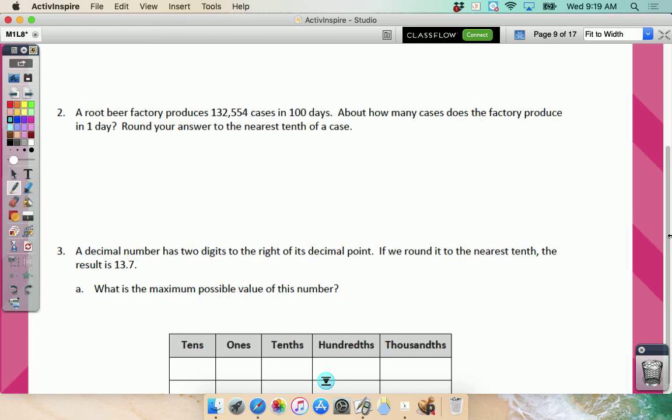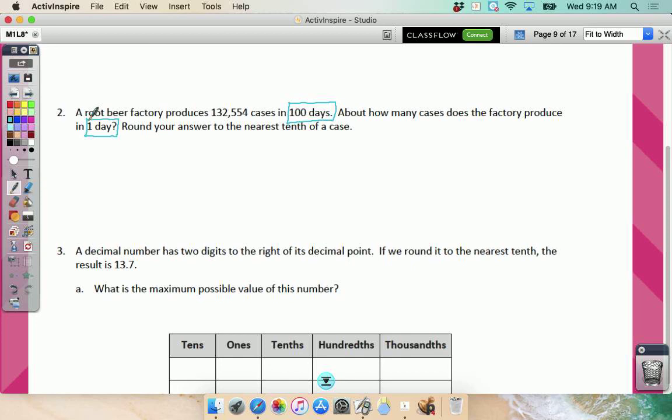A root beer factory produces 132,554 cases in 100 days. About how many cases does the factory produce in 1 day? Round your answer to the nearest tenth of a case. Okay, so the first thing I want to do is decide how we are going to get from 100 days to 1 day.